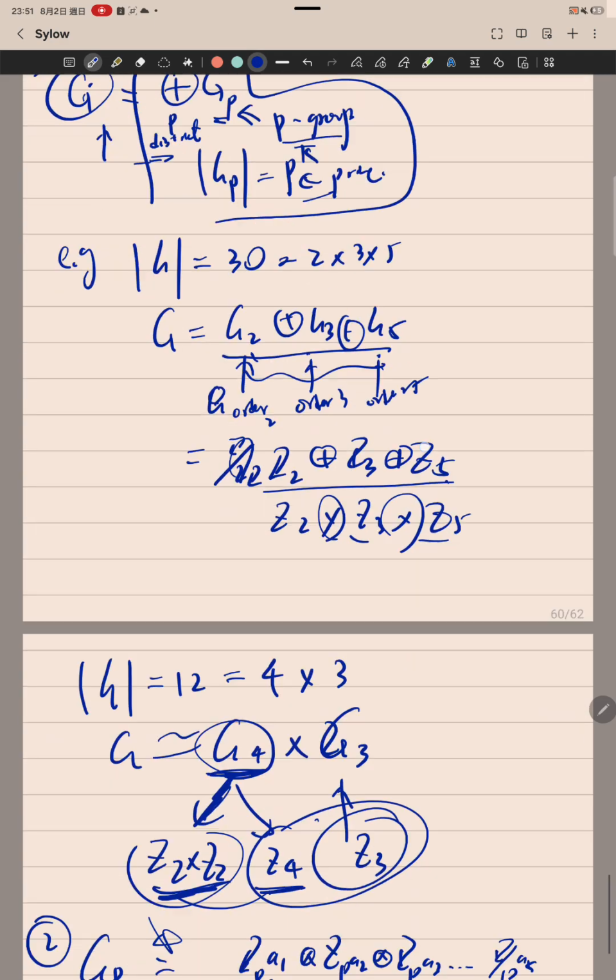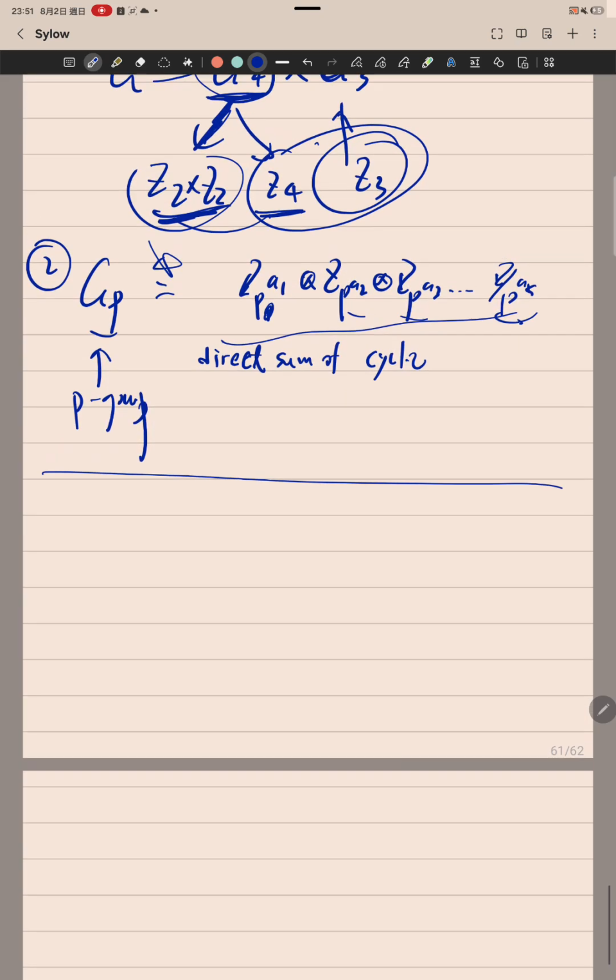The first part is simple, so let me prove the first part first. I want to make it simpler, so let's say G has only two primes. So the order of G is p to the a times q to the b. I want to say that this can be broken into the group G_p times G_q.